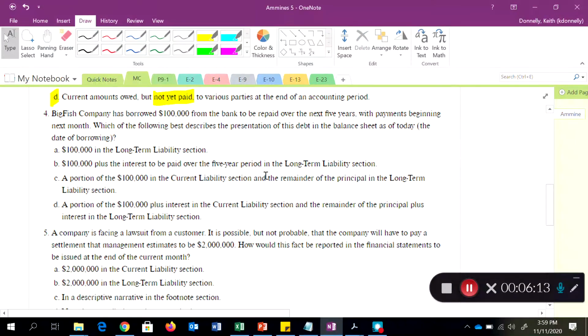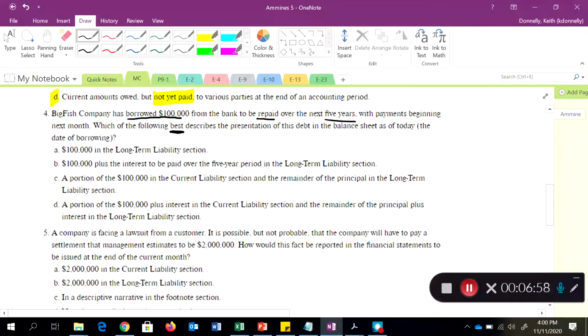Number 4 here. Looks like Big Fish Company has borrowed $100,000 from the bank to be repaid over the next 5 years. Payments begin next month. Which of the following best describes the presentation of this debt on the balance sheet as of today? Well, could it be $100,000 in long-term liability? Maybe. But it does say here which of the following best describes. $100,000 plus the interest? No.